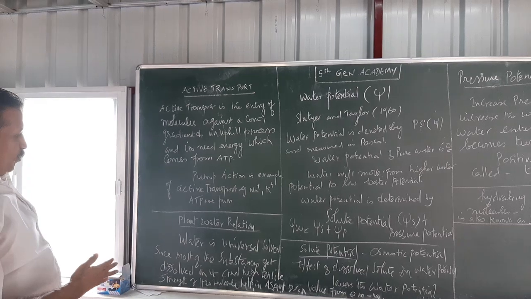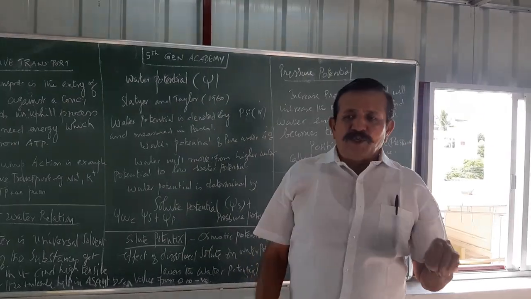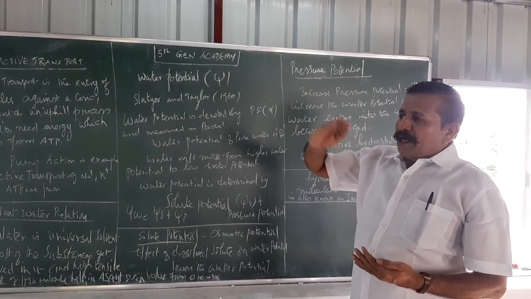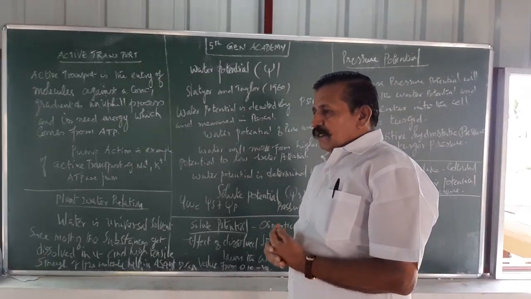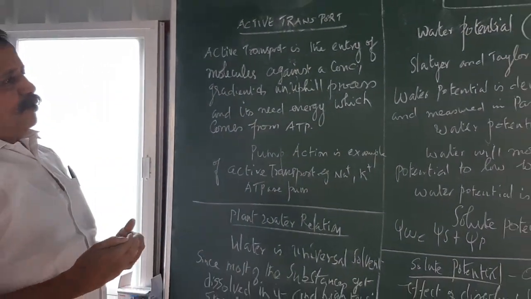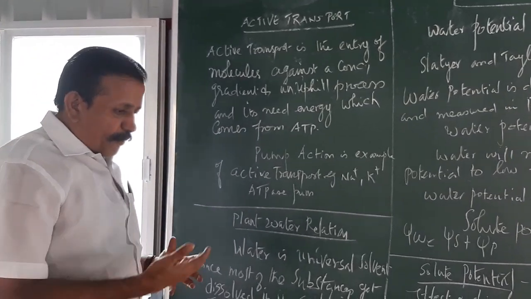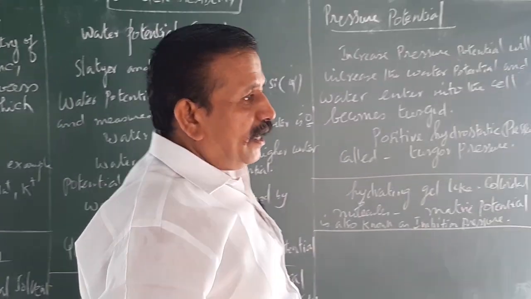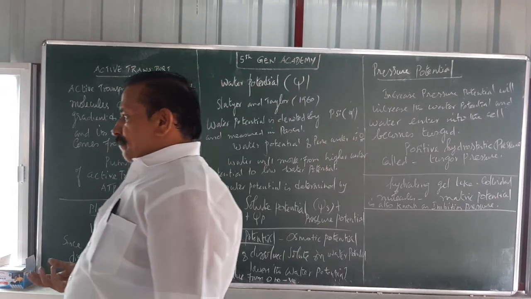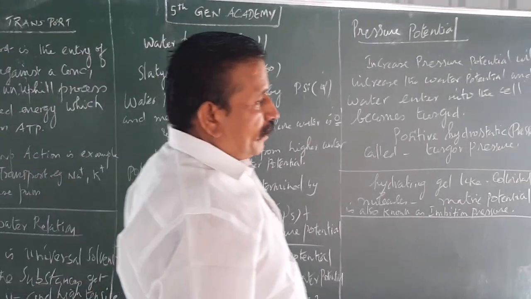Now we can see about plant water relations. All the students, you know everything. Every part of the plant is made up of a lot of water. For example, in each and every cell, above 70 percent of the components are made of water. In all the cell cytoplasm, the inside of the cytoplasm is majorly occupied by water. So water is the universal solvent. There is no doubt at all.